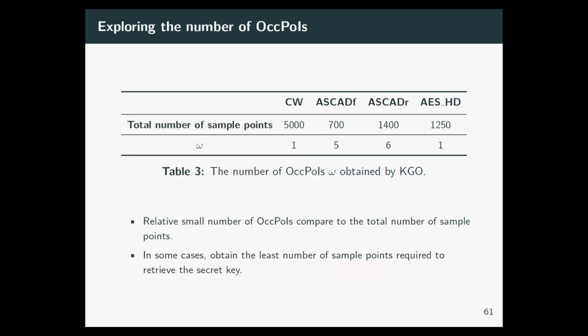So we look into the number of op-POI obtained from KGO, and we found out that the number of op-POI is relatively smaller compared to the total number of sample points. In some cases, we actually obtain the least number of sample points required to retrieve the secret key. For example, CW, Whisperer, and AES-HD, they are both unprotected. In fact, we actually obtain one sample point each.